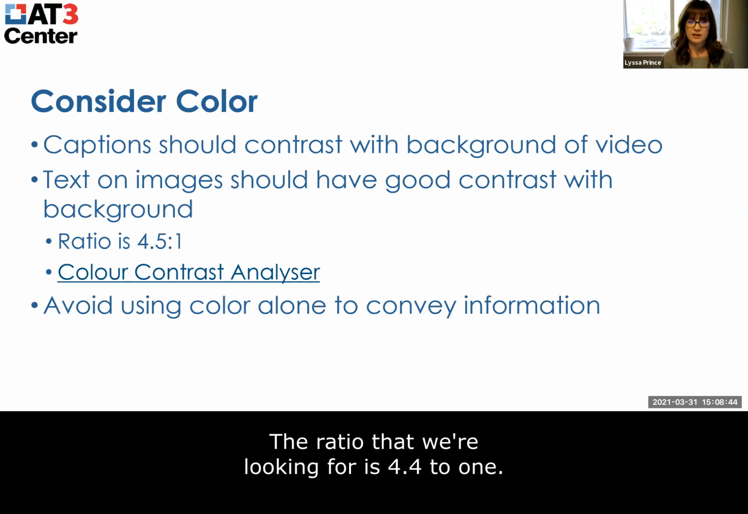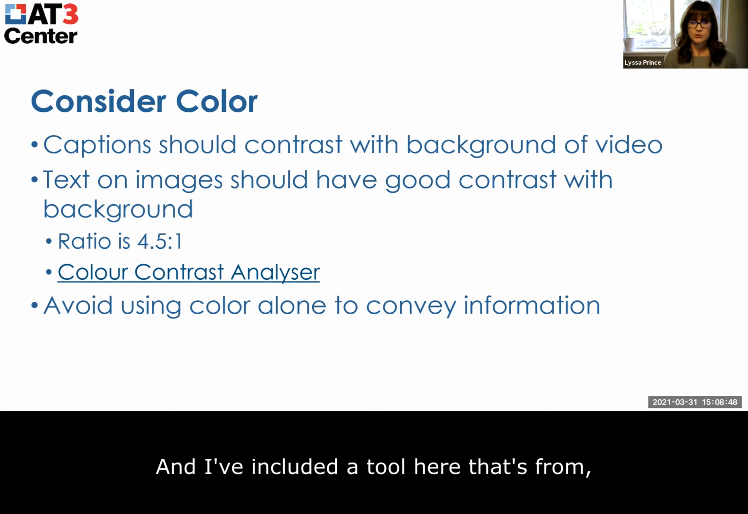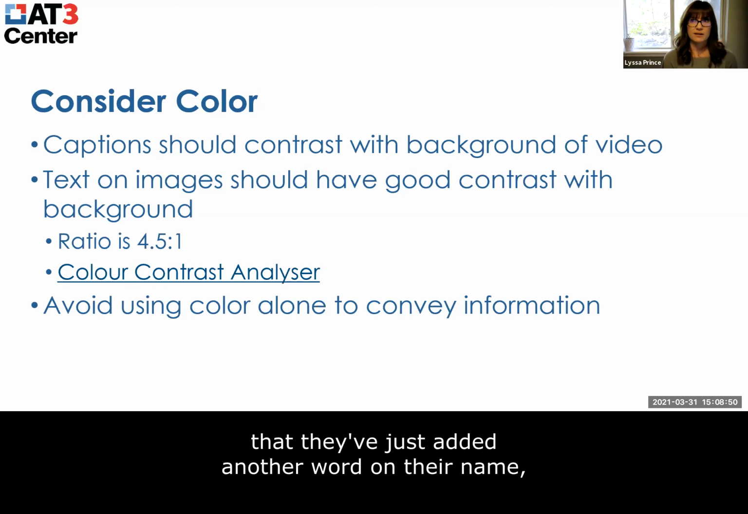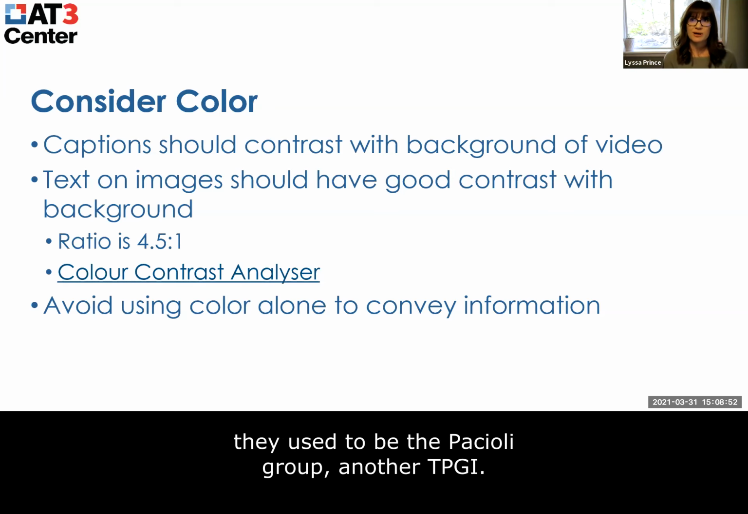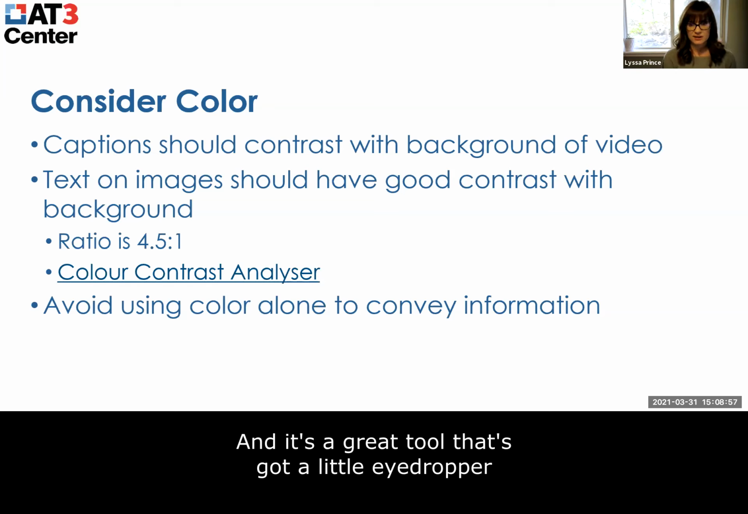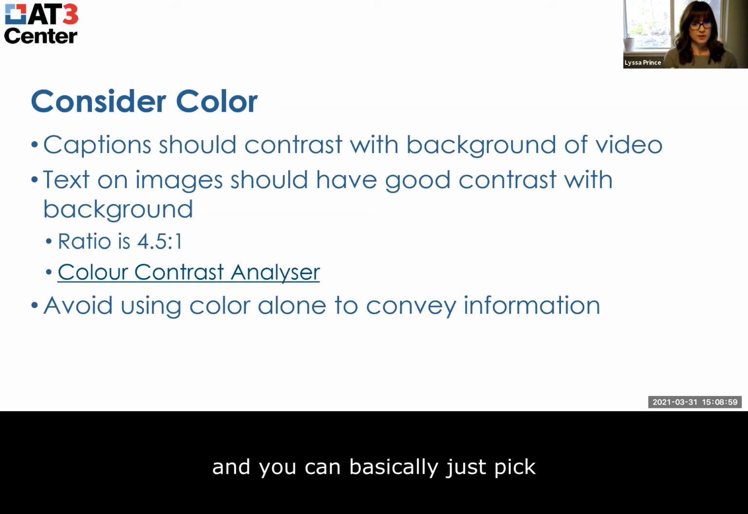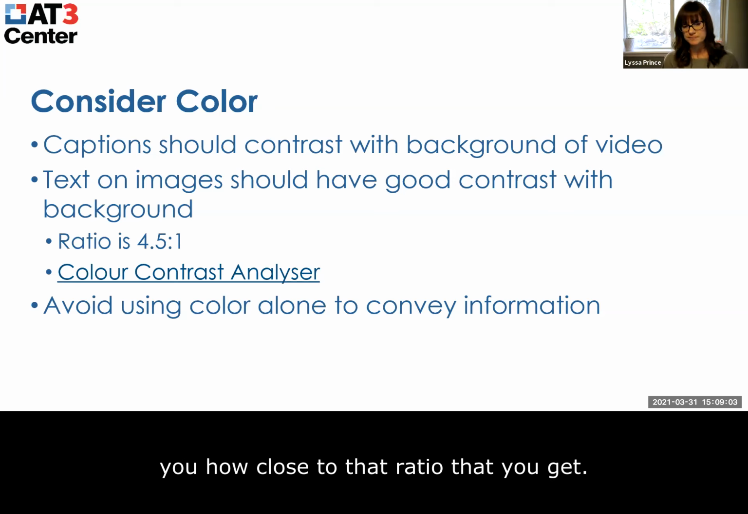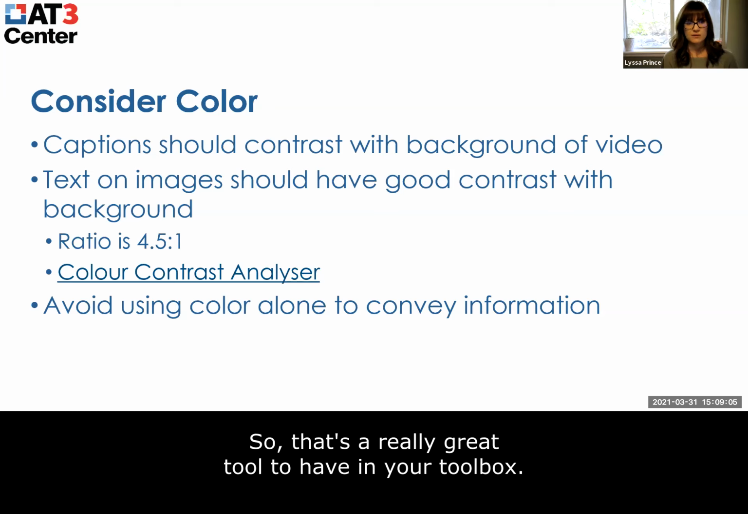The ratio that we're looking for is 4.5 to 1. And I've included a tool here that, they've just added another letter to their name. They used to be the Paciello Group, but now they're TPGI. And it's a great tool that's got a little eyedropper. And you can basically just pick two colors and compare them, and it'll show you how close to that ratio you get. So that's a really great tool to have in your toolbox.